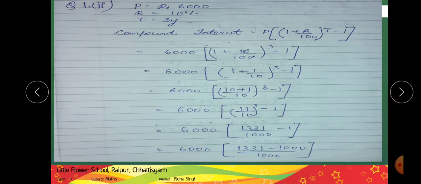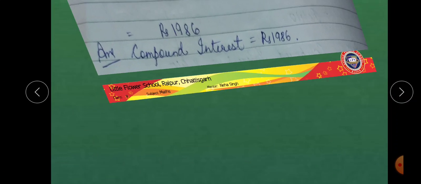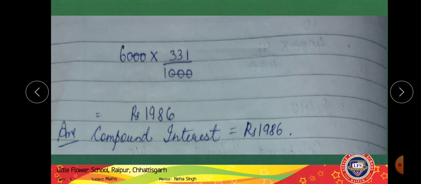This solution part is the same as we have solved. We'll cross multiply and then it will be 331. So zeros are getting cancelled. We are left with 6 into 331. We'll multiply. This is the answer. So compound interest is how much? Rupees 1986. Okay, so this is the value of compound interest.